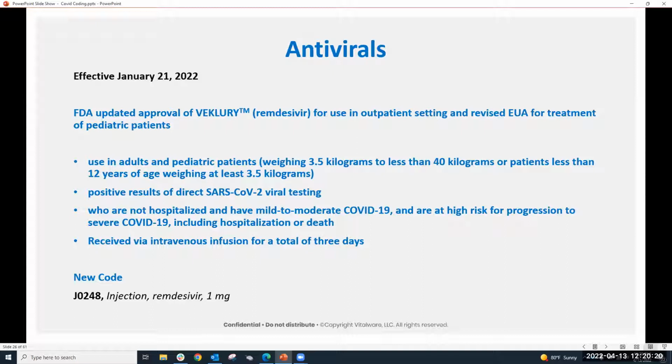The patient must have a positive result of COVID. They should not be hospitalized when given this, and they should have mild to moderate COVID, but they should be at high risk for progression to severe COVID. And this medication is received through an intravenous infusion for a total of 3 days on an outpatient basis. We have a new code for this. It's J0248, and this code represents 1 milligram, and you should report units to reflect the dosage that you administer to the patient.